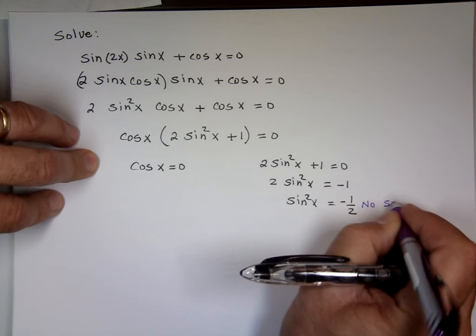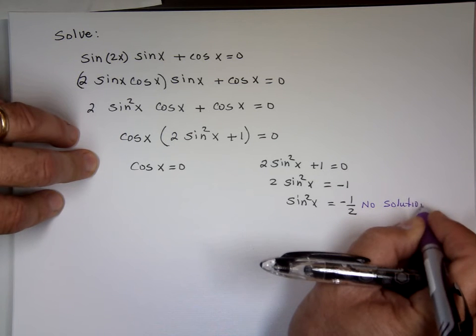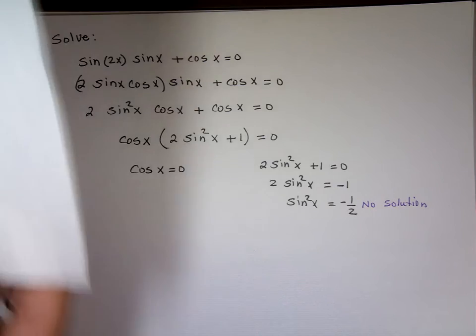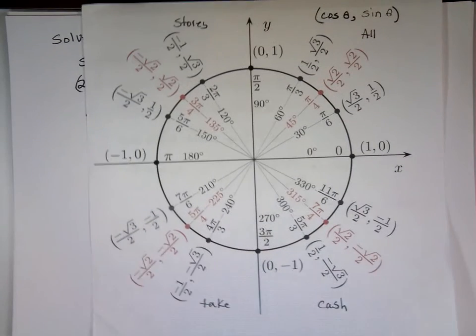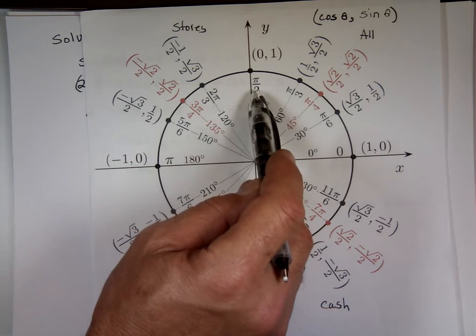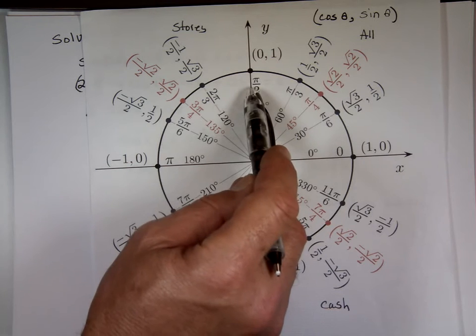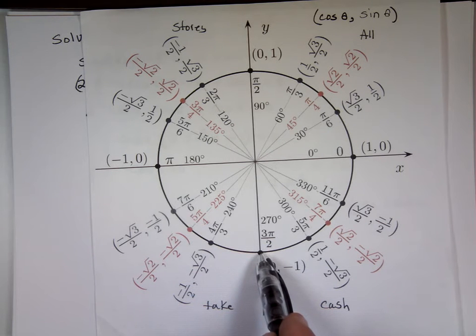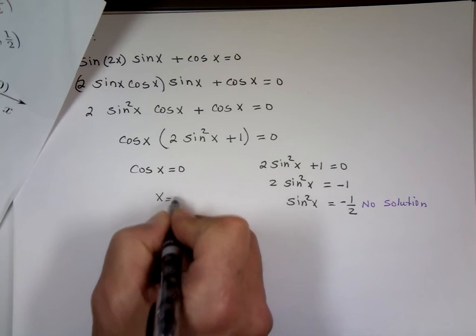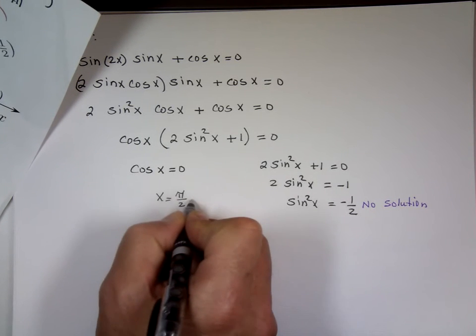That is not possible. When is the cosine going to be 0? Where's my unit circle? The cosine is the first number. It doesn't say which quadrant. Pi over 2, 3 pi over 2. See the cosine is 0? Pi over 2 and 3 pi over 2. So x will have to be pi over 2 or 3 pi over 2.